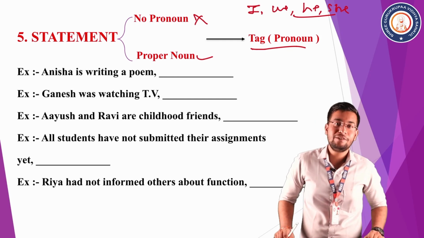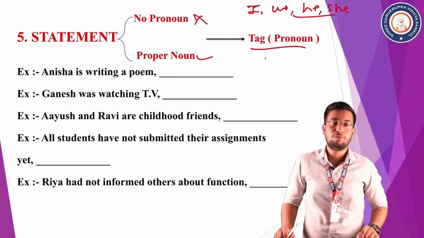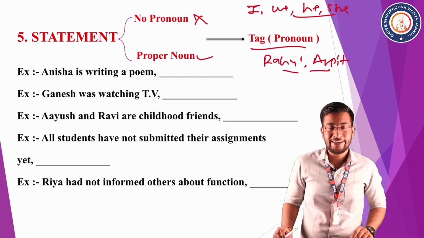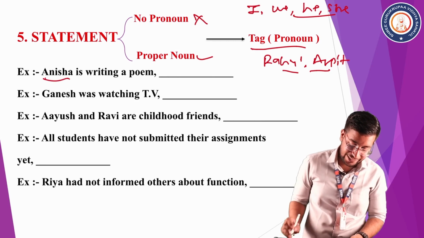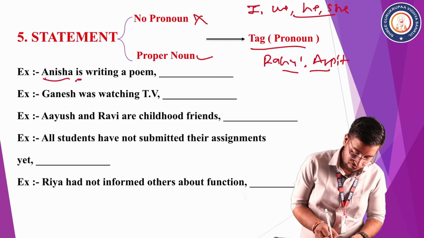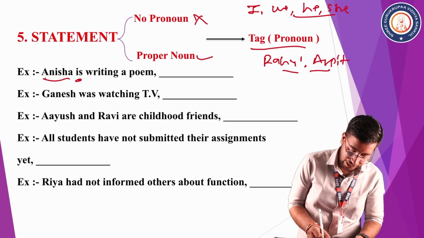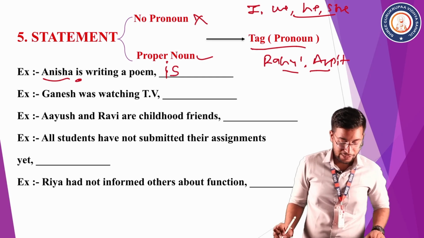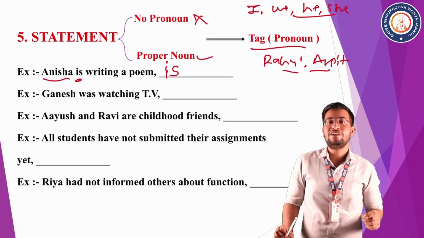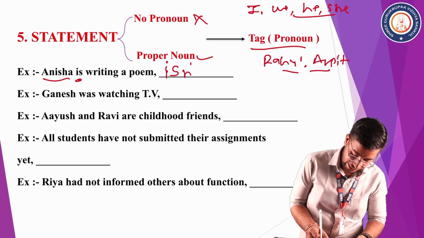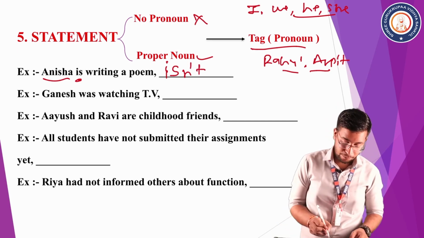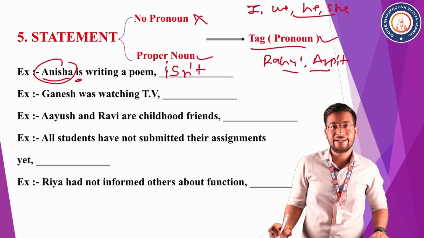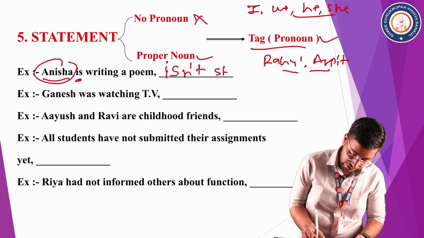So if in our statement there is no pronoun given, but instead of a pronoun a proper noun is given, at that time we will use a pronoun in the tag. For example, Anisha is writing a poem. So what is our helping verb? First we write the helping verb here. So it will become is. Yes. Now because it is an affirmative sentence, it will become negative. So it will be isn't. And then at the last, because it is a proper noun, we can't write the proper noun in the tag. We have to use a pronoun in the tag.